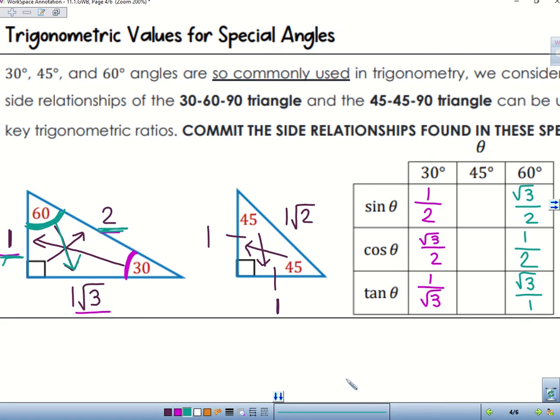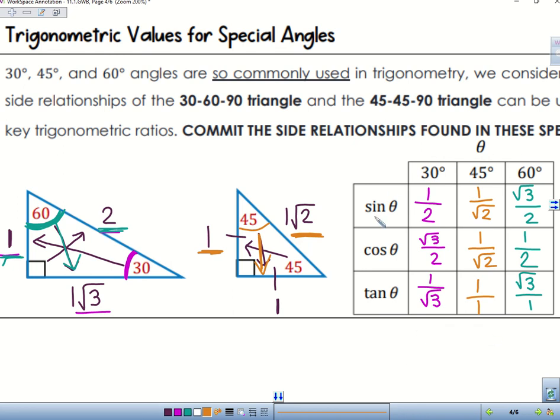Alright, so let's go ahead and do our 45s. For our 45, does it matter which of these two 45s I'm looking at it from the perspective of? No, because they're the same. So you pick one. So I have opposite over hypotenuse. Then I have adjacent over hypotenuse. And then I have opposite over adjacent, which is just 1 over 1, which is just 1.